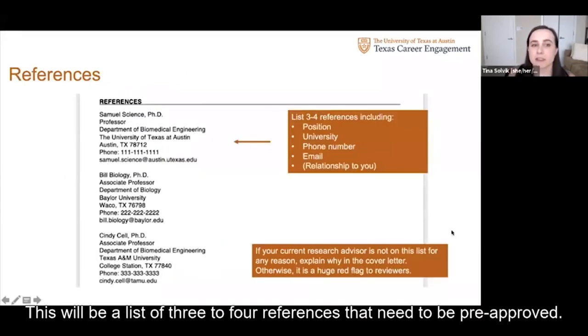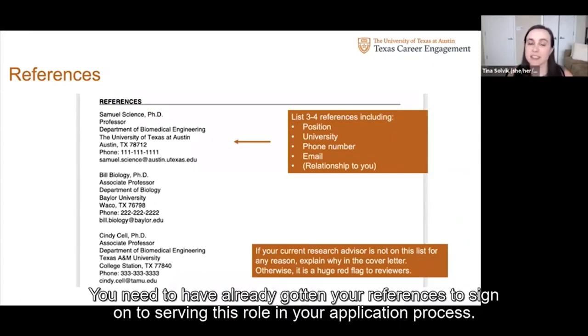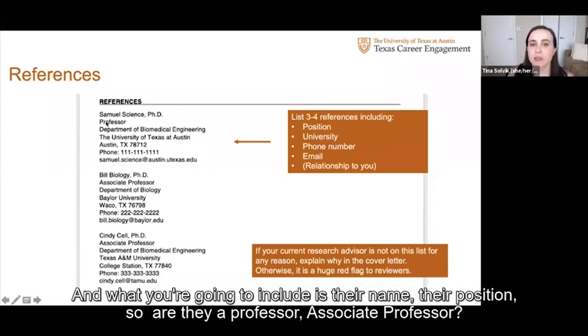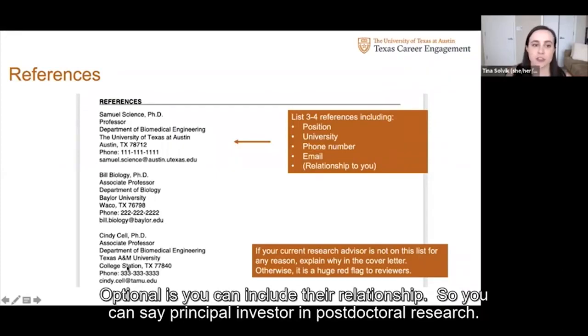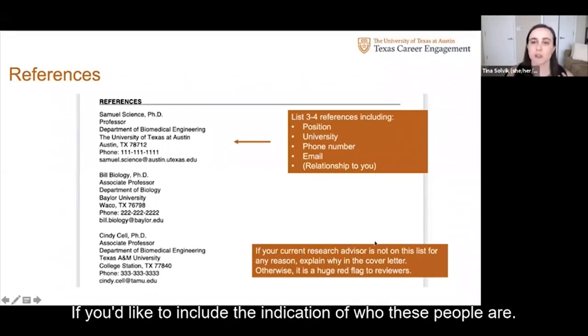And then lastly, your references. So this will be a list of 3 to 4 references that need to be pre-approved. You need to have already gotten your advisors, or your references, to sign on to serving this role in your application process. And what you're going to include is their name, their position, so whether they're professor or associate professor, what university they're at, their phone number, and their email. And optionally, you can include their relationship. So you could say principal investigator in postdoctoral research, collaborator in postdoctoral research, principal investigator in graduate research, if you'd like to include that indication of who these people are.